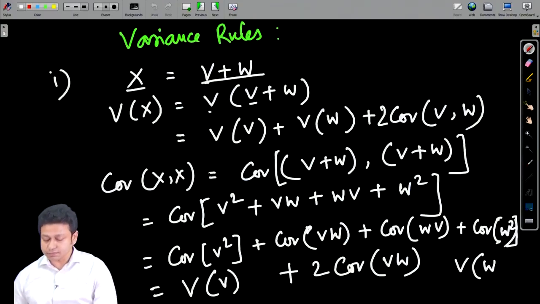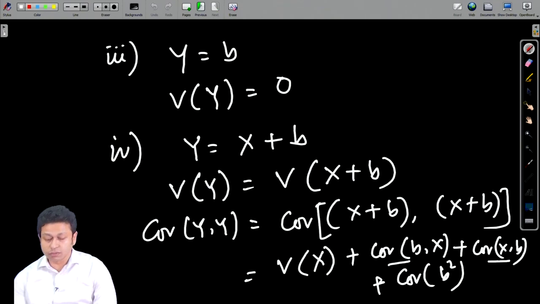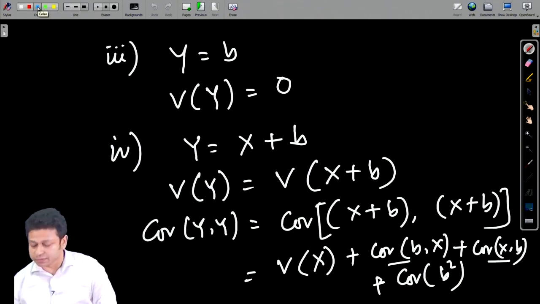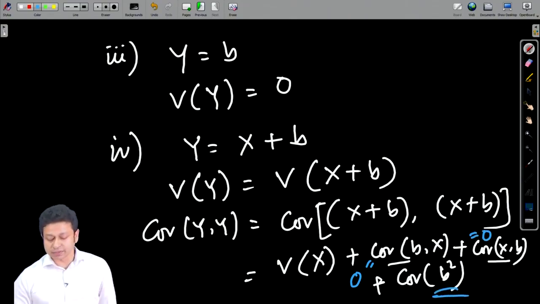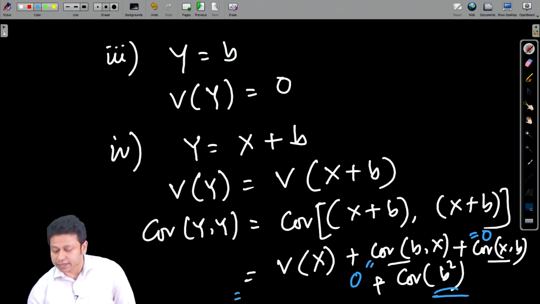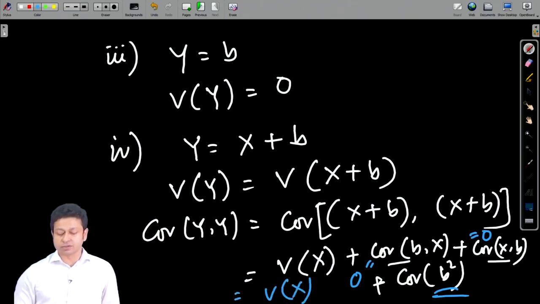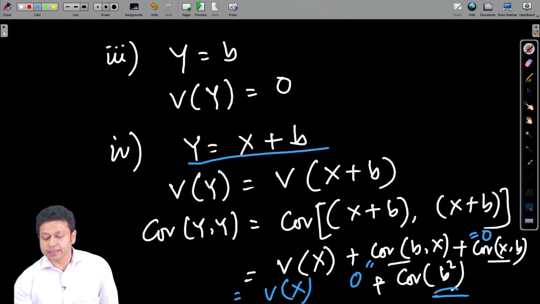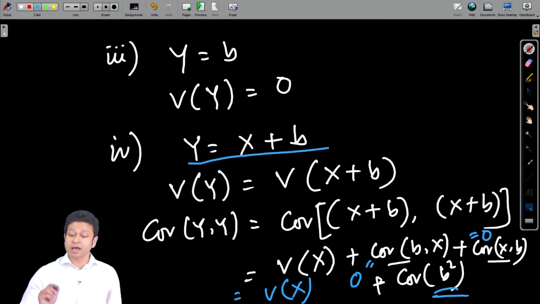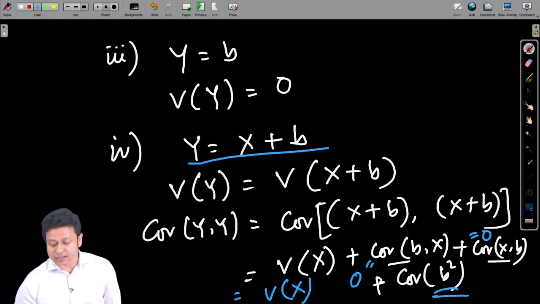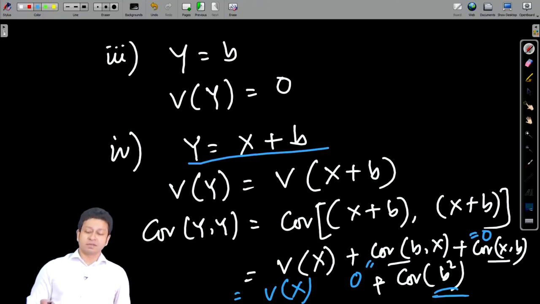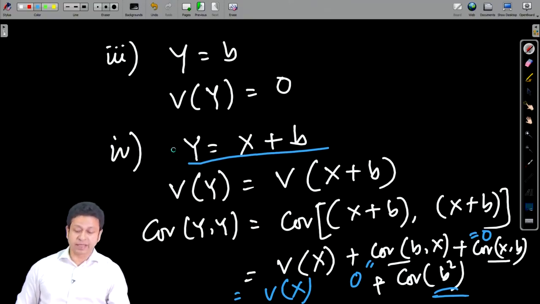So, both these values are going to be 0, and this last term is quite obviously 0 because this is a constant term. So, essentially what you are left with is variance of x. So, this is the fourth rule. If you have y expressed in terms of a random variable plus a constant term, the variance of y on the left hand side is going to be the variance of the random variable on the right hand side. So, these are the few rules for variance.